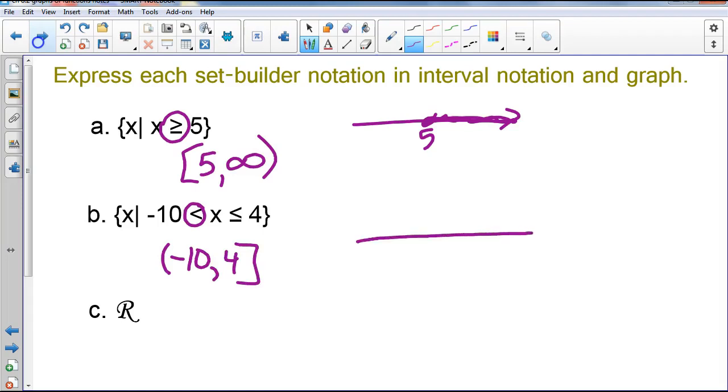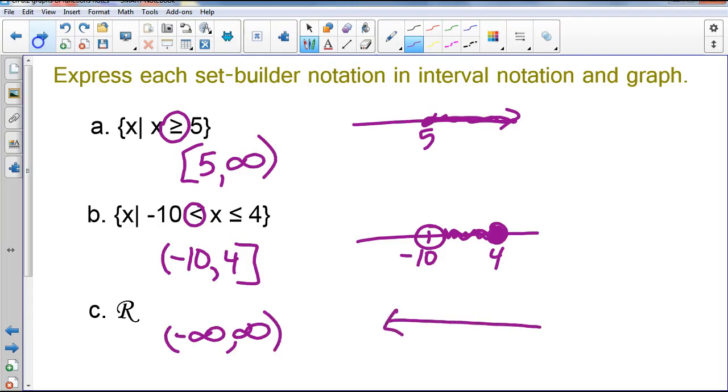And then I'm going to go over here in my graph, and I have -10 and I have 4, but -10 is not included where 4 is. So that's a shaded circle, and it's all the points in between. And then C is all real numbers, so that is -infinity to positive infinity. And remember, you want to shade your entire line.